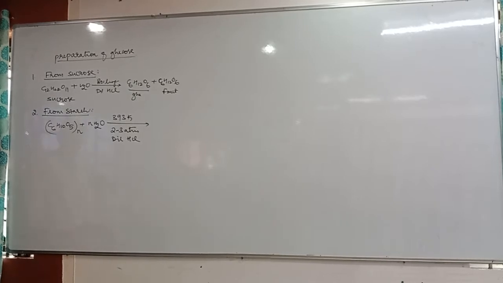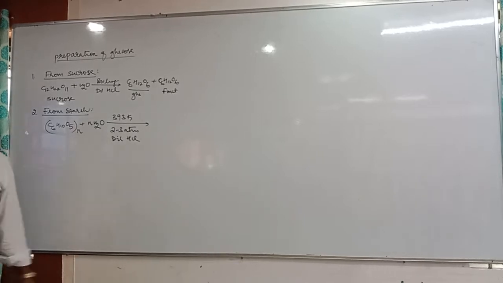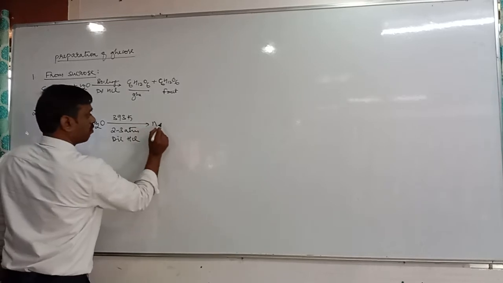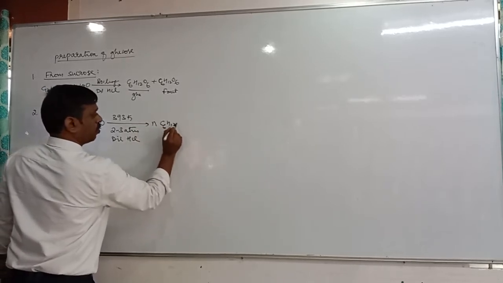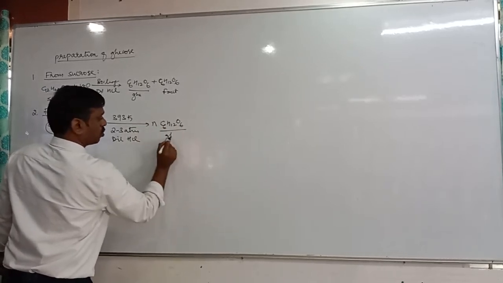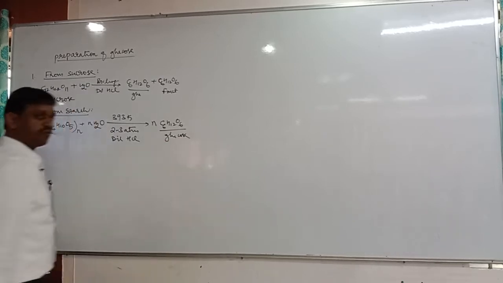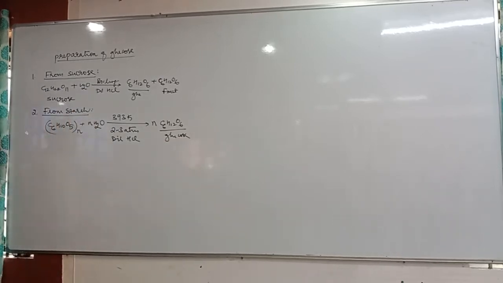Therefore, starch undergoes hydrolysis at 393 Kelvin temperature, 2 to 3 atm pressure, and in presence of dilute hydrochloric or sulfuric acid. So, starch gives n number of C6H12O6, that is glucose. So, these two are the methods of preparation of glucose. Okay. Next is structural elucidation of glucose. Important.